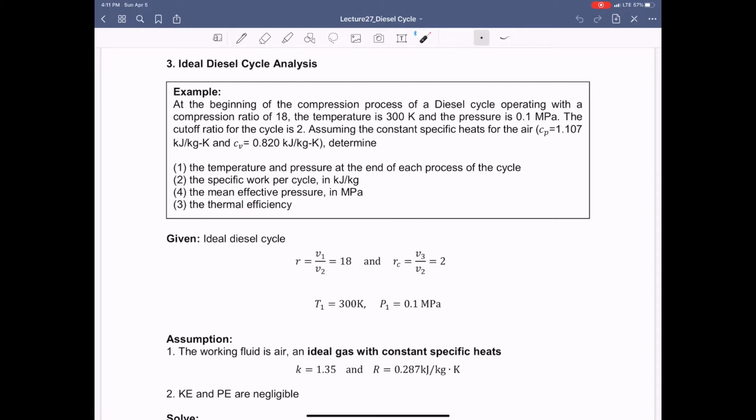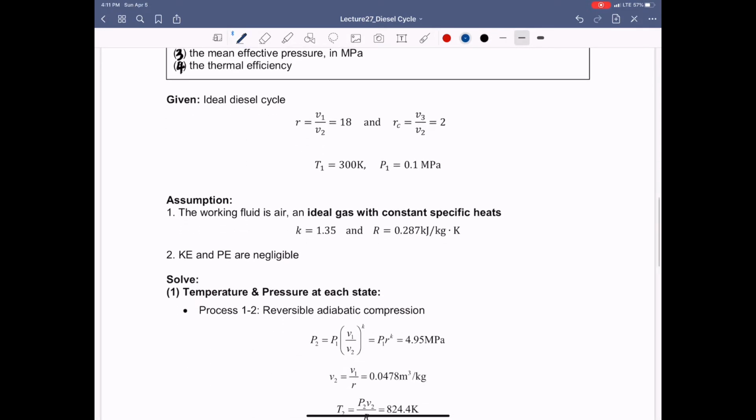Okay, and I found that we have one error here, so it should be 3 and 4. That is just trivial, but I just want to make it clear. So now here we have a summary of the given conditions. We know the compression ratio, which is 18, and this compression ratio is written as V1 over V2. And we also know the cutoff ratio, rc, which is V3 over V2, and that is given as 2.